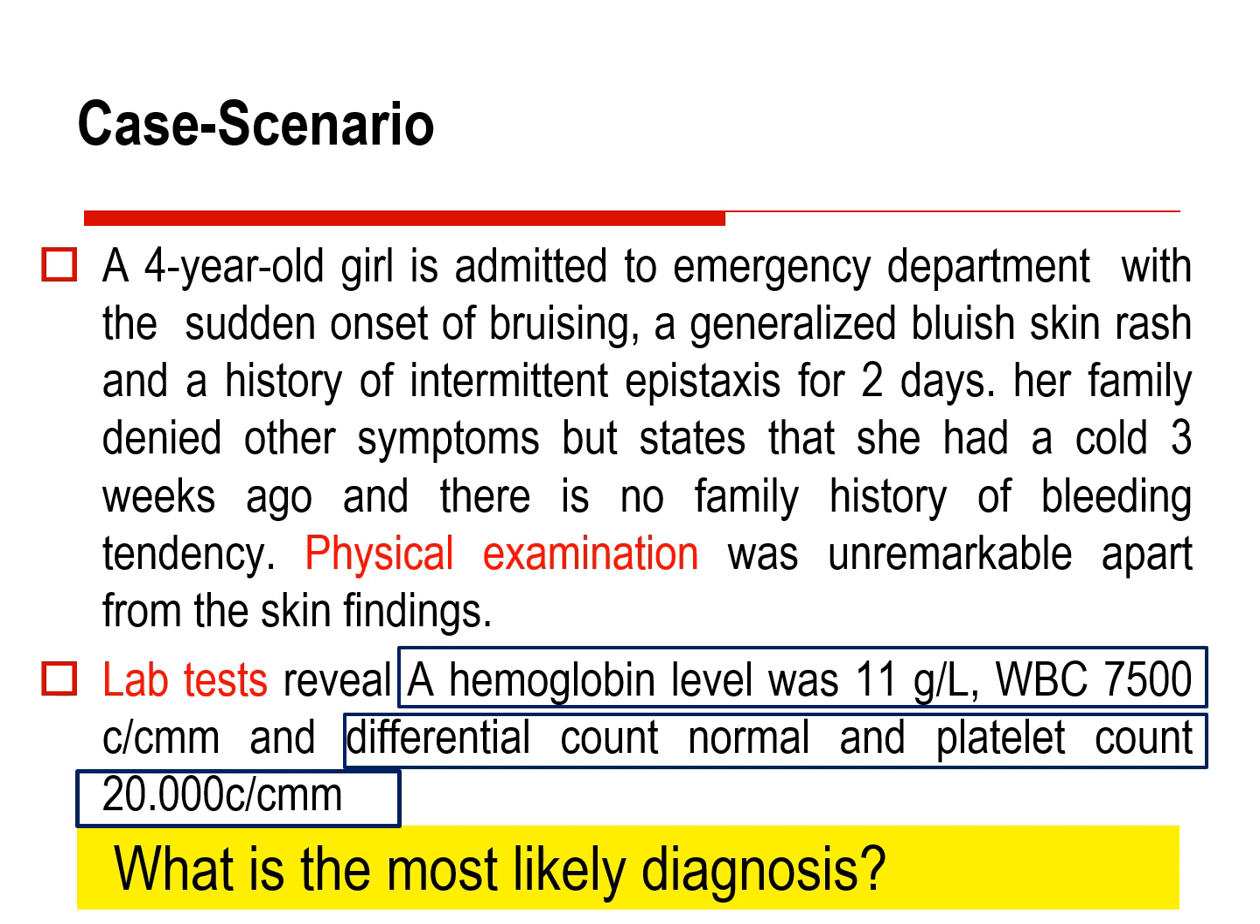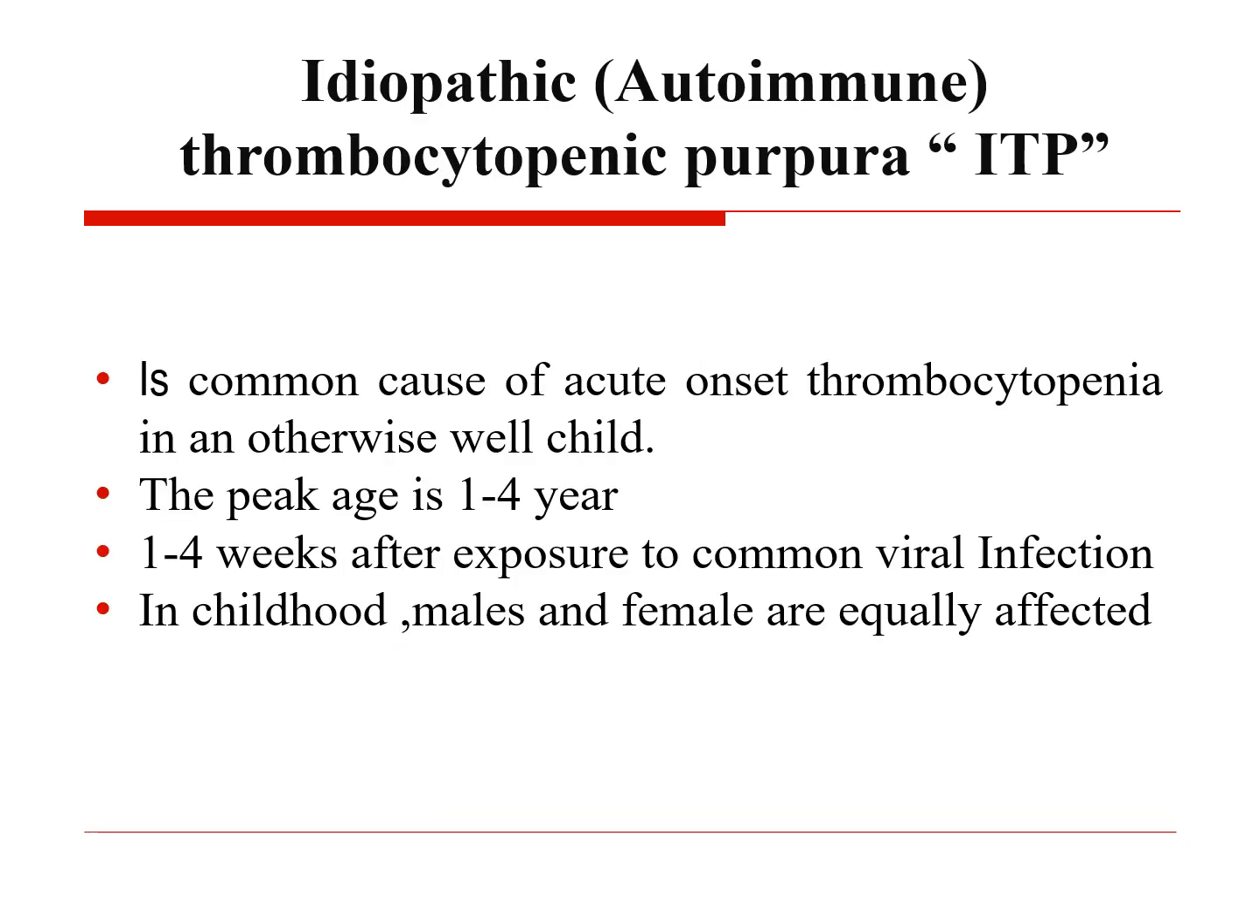With such history, the most likely diagnosis is ITP, or idiopathic autoimmune thrombocytopenic purpura, which is the most common cause of acute onset thrombocytopenia in an otherwise well child. The peak age is 1 to 4 years, and there is history of recent exposure to common viral infection about 1 to 4 weeks before developing symptoms. And in childhood, male and female are equally affected.